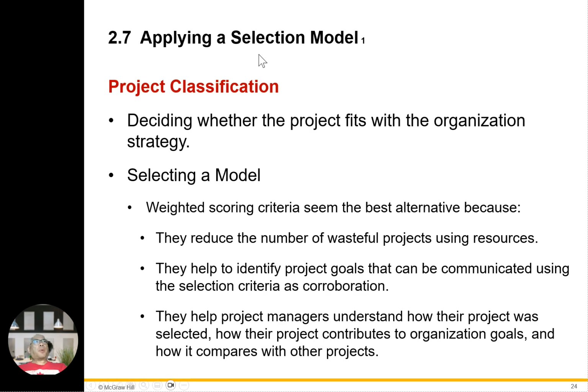In terms of application of selection models, project selection means deciding whether the project fits with the organization's strategy. What is the selection model? Weighted scoring criteria seems to be the best alternative. Why? They reduce the number of wasteful projects using resources. They help in identifying goals that can be communicated using selection criteria as a collaboration. They help project managers understand how the project was selected, how the project contributes to the goal, and how it compares with the other projects.